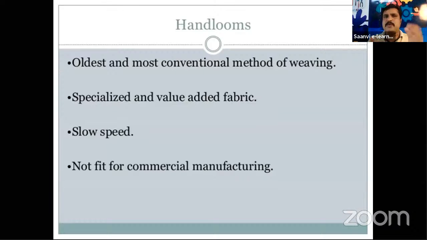And the same way, the people who engage in these activities learn all these works from their ancestors. They taught them how to make saris and what designs should be decorated. Many decorations you can see on the saris, and we generally call that embroidery work. What all designs should be depicted on the saris, everything they got from their ancestors. The same way, specialized and value added fabrics, the items or raw materials which they use, and slow speed, not fit for commercial manufacturing.